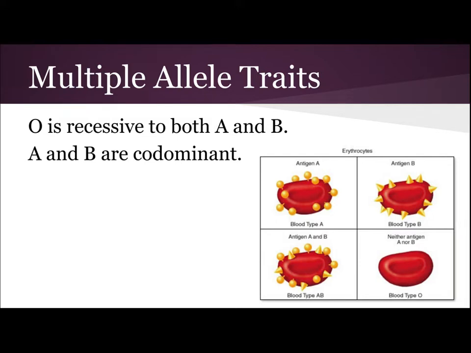So the way the inheritance pattern for O and A and B works is that O is recessive to both A and B, and then A and B are codominant to each other. So if you have type A, you have an A antigen on your blood cells. If you have type B, you have a B antigen on your blood cells. If you have type AB, you have both the A antigen and the B antigen on your blood cells. And if you have type O, you have neither the A antigen nor the B antigen on your blood cells.